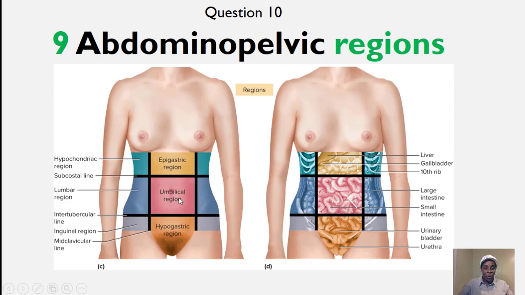You got the top here, the umbilical region. Superior to umbilical, you have the epigastric. Inferior to umbilical, we have hypogastric. Then from the umbilical, you go laterally, you have a right lumbar and left lumbar. Then you go superior to the umbilical, to the epigastric. Laterally, you have hypochondriac, right hypochondriac, and left hypochondriac. Then when you come inferiorly from the lumbar, you have the right inguinal and the left inguinal.